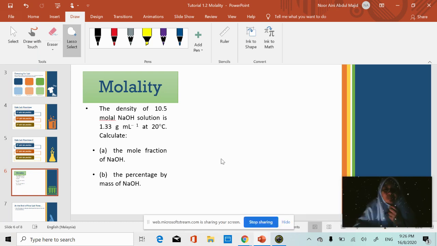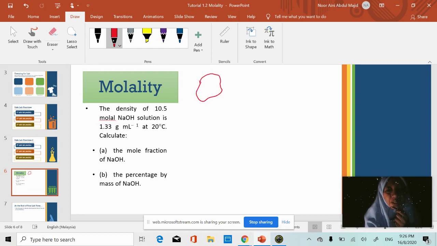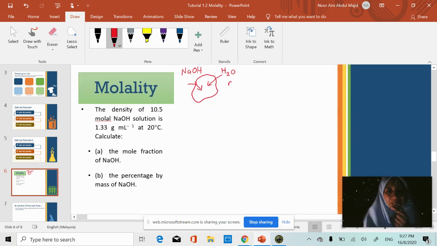Okay, let's have a look at the question. We are given the density of a 10.5 molal NaOH solution is 1.33 gram per mL at 20 degrees Celsius. Let's understand what we have first. We have a solution, and the components are NaOH as the solute, and normally for mineral acid and mineral base, the solvent is H2O. There are two components in the solution, and given the molality, italic M, is 10.5 molal.